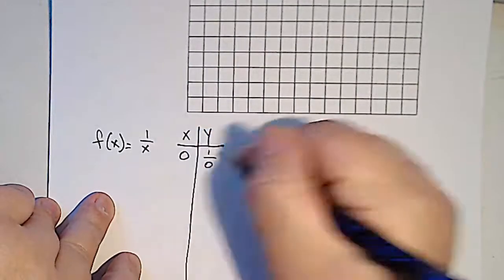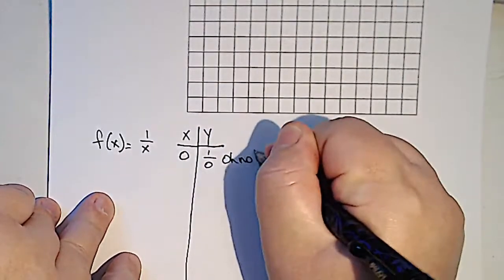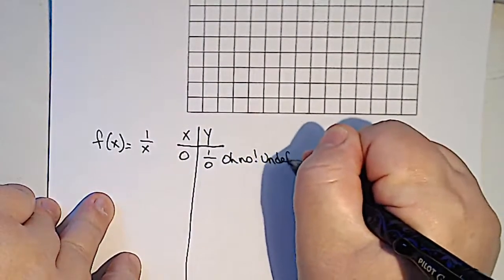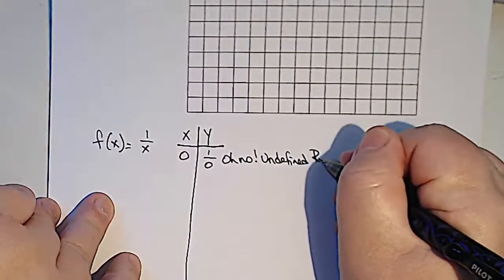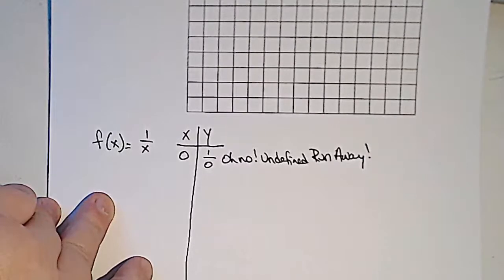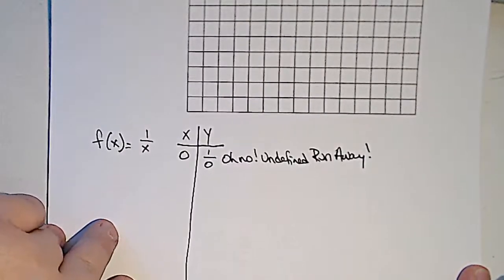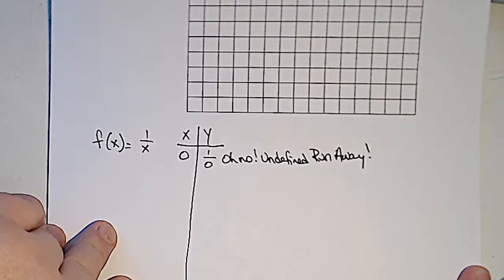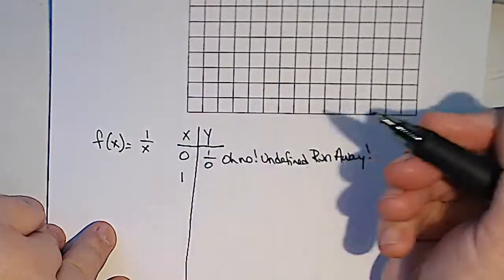because then we would have 1 over 0. Oh no, it's undefined. Run away. Okay, so we get our first restriction there without even trying. Basically, don't let x equal 0. Okay, let's try x equals 1.